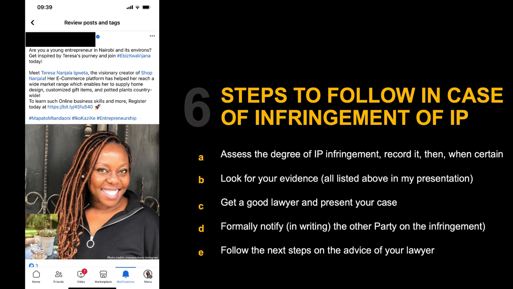And then, of course, get a good lawyer who will help you to present your case to the person who's infringing. And then formally notify them in writing, some paper trail, because that's important. Just stating that you feel that this party has infringed on your copyrights, right? And then follow the next steps on the advice of the lawyer. So once they confirm or agree or disagree, yours is just to share the communication with the lawyer, and he'll advise you on the next steps and so on.